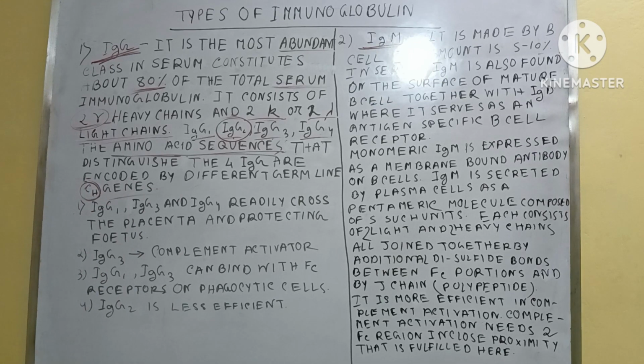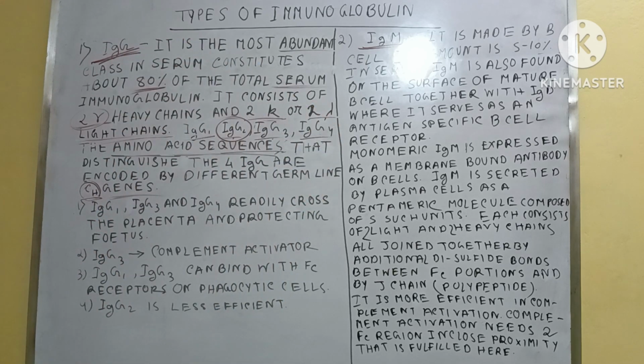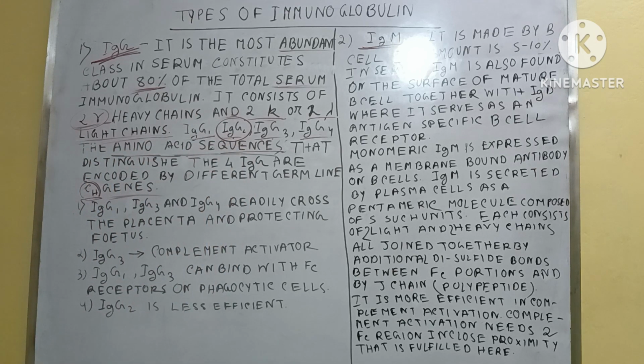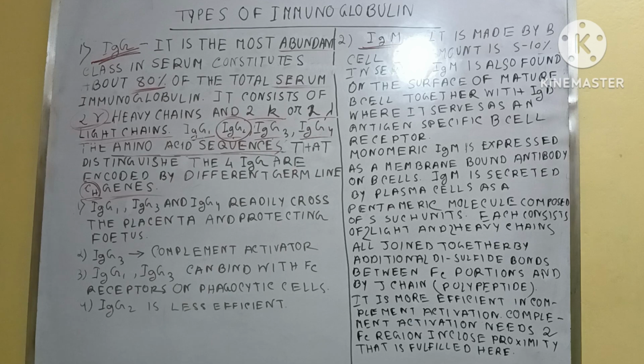CH genes. What is CH? You can see this in my previous video related to the structure of immunoglobulin. So CH genes, clear? IgG1 has one kind of amino acid sequence that is absent in G2, G3 and G4. So the amino acid sequences are the actual substances by which we can easily distinguish these four IgG molecules.